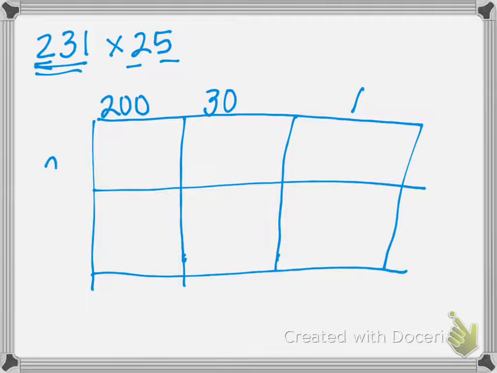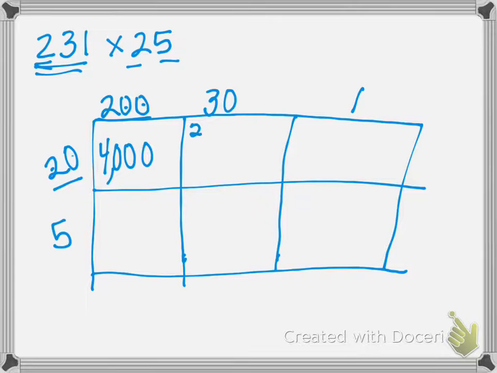Our 25 breaks up into 20 and 5. And so now we're going to go ahead and start our multiplication. So 20 times 200. We go 2 times 2 is 4, and then we have 1, 2, 3 zeros. Be careful that you're doing this inside part right. These are pretty easy, but sometimes when math gets easy, we make silly mistakes.